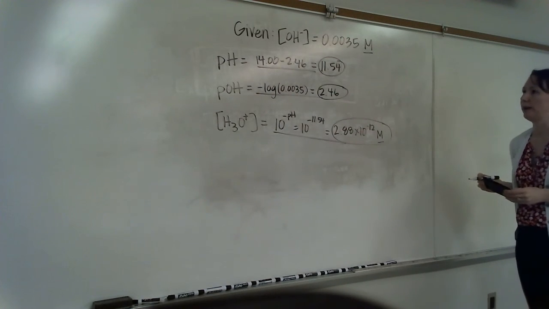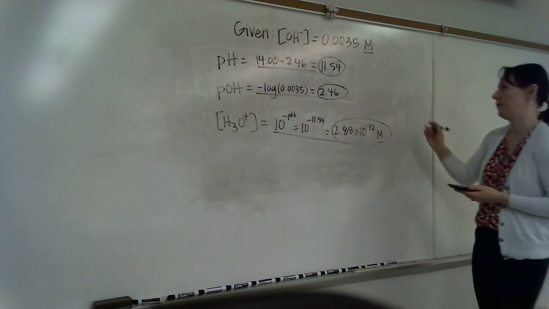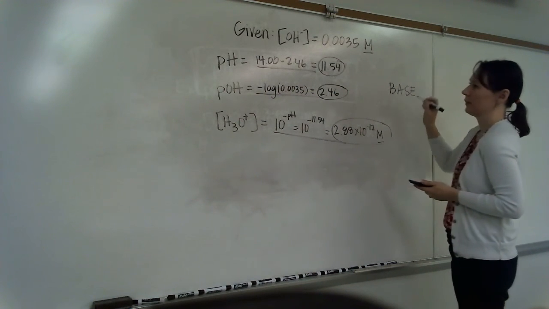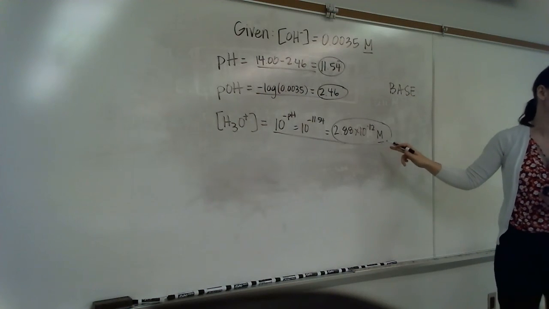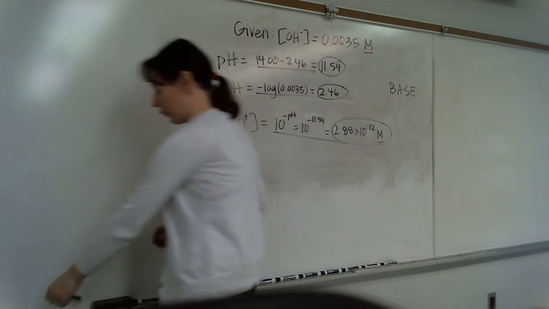Based on this information, is this an acid or a base? Base. This one would be base. High pH, low POH, low concentration of the acid component. Do you see how to do these problems? You figure out one, and then all the other ones fall into place. Make sense? Makes sense. Okay, that's where we're going to stop for today.